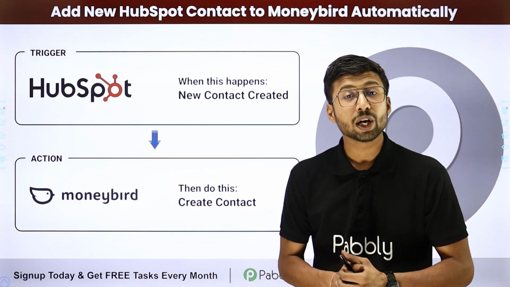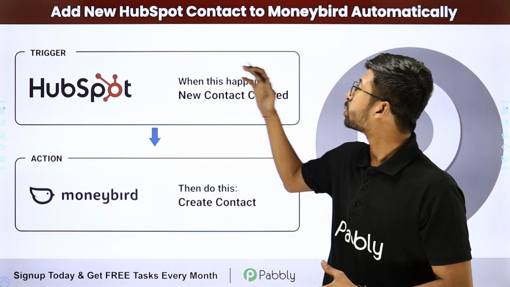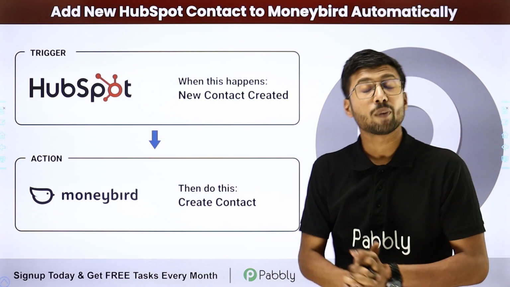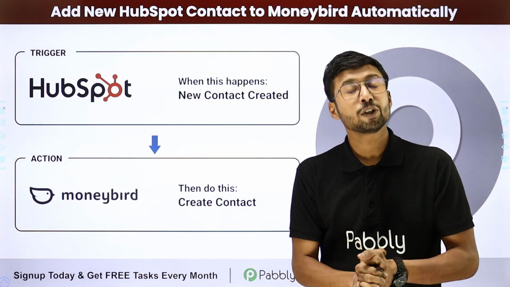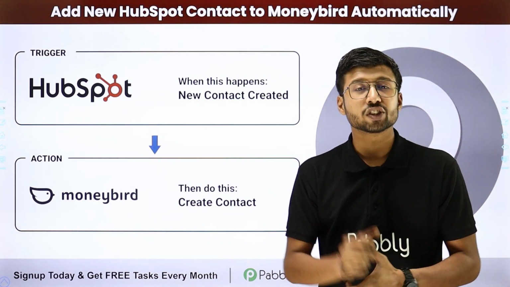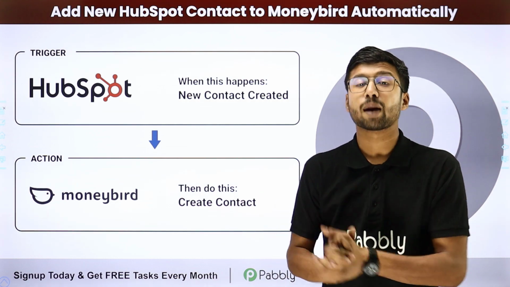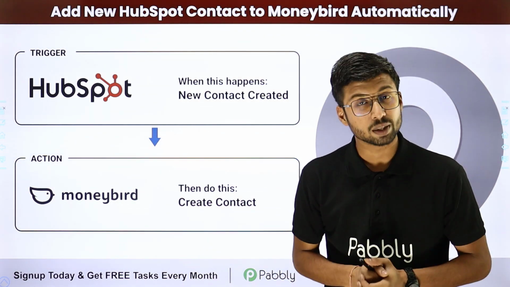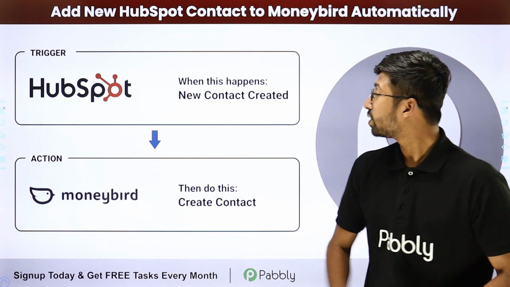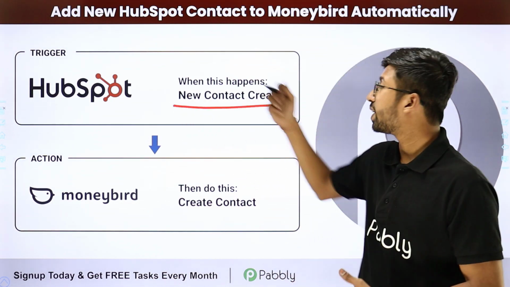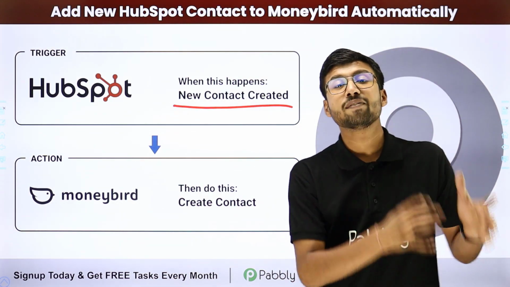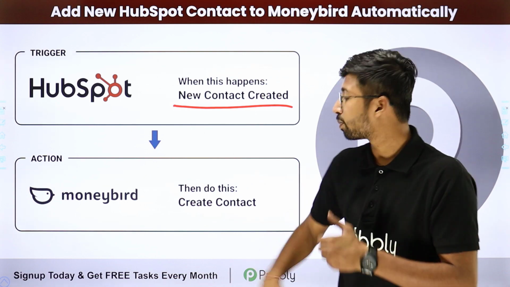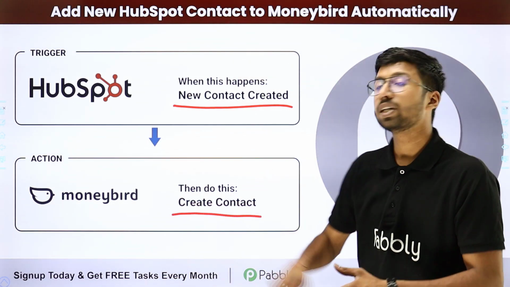So in this video, we are going to learn how to add new HubSpot contacts to Moneybird automatically. Now suppose guys, if you're using HubSpot as a CRM application and Moneybird as a bookkeeping application, this automation is going to help you a lot. So using this automation, whenever a new contact is created in HubSpot, automatically with the same details, that same user will be added as a contact in Moneybird as well.